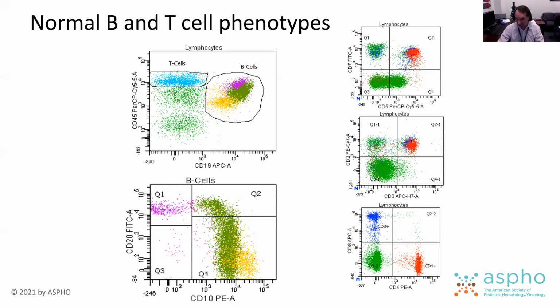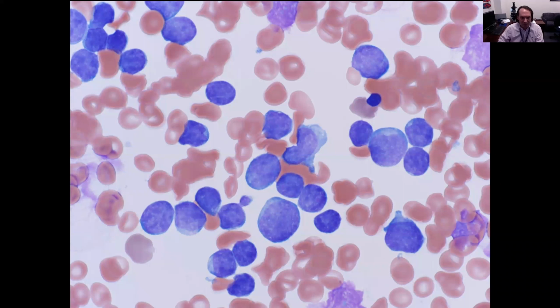So the first child is a 6-year-old girl with trisomy 21 and cardiac anomalies, status post-repair, now with lethargy and pallor. She presents with a normal white count, but a low hemoglobin, a moderately decreased platelet count, but 87% blasts in the peripheral blood. These blasts are of variable size.